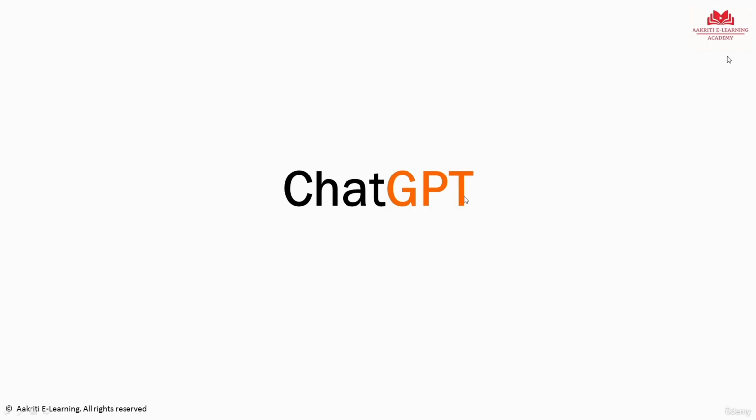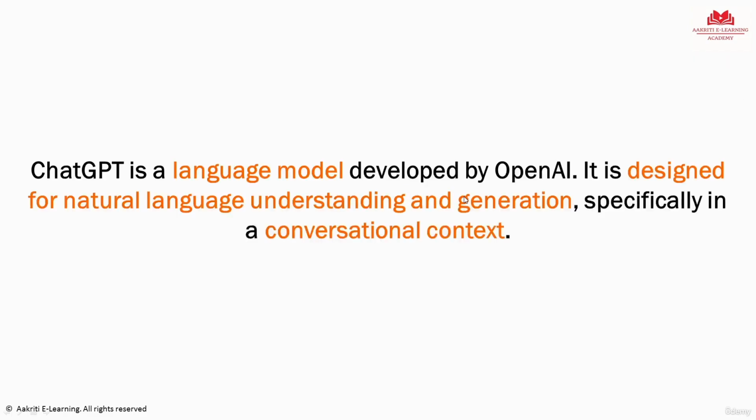So now that we know what generative AI is, let's talk about the hottest tool in the market today, which is ChatGPT. So what is ChatGPT? Let's read through the introduction and then we will understand the key details. ChatGPT is a language model developed by OpenAI. It is designed for natural language understanding and generation, specifically in a conversational context, right?